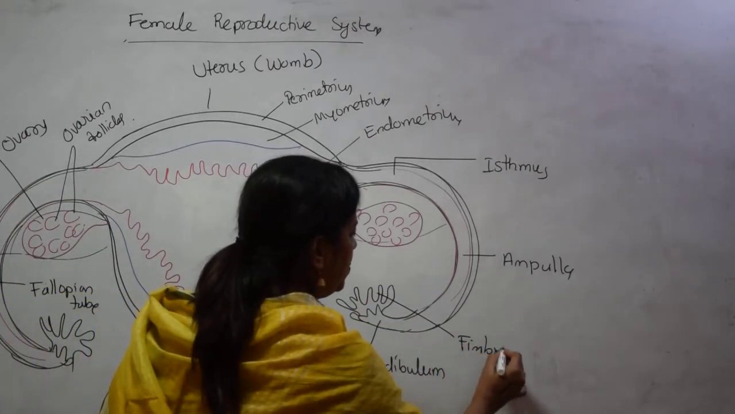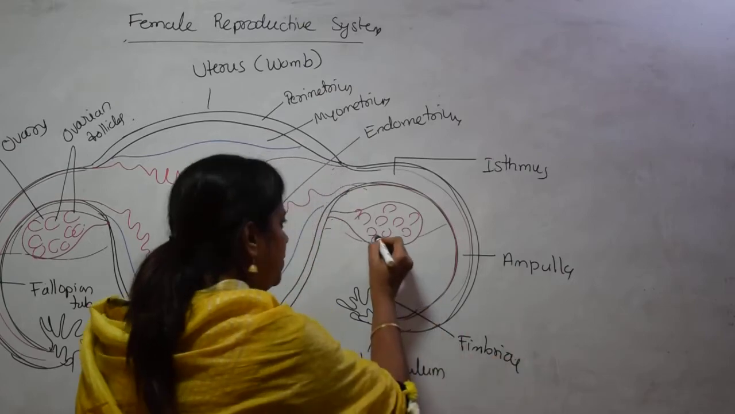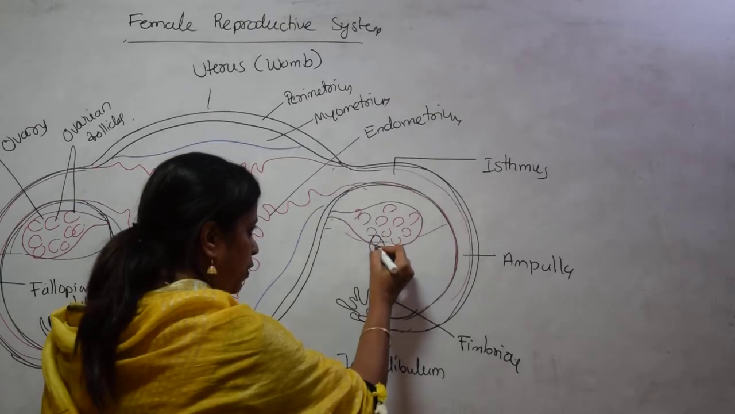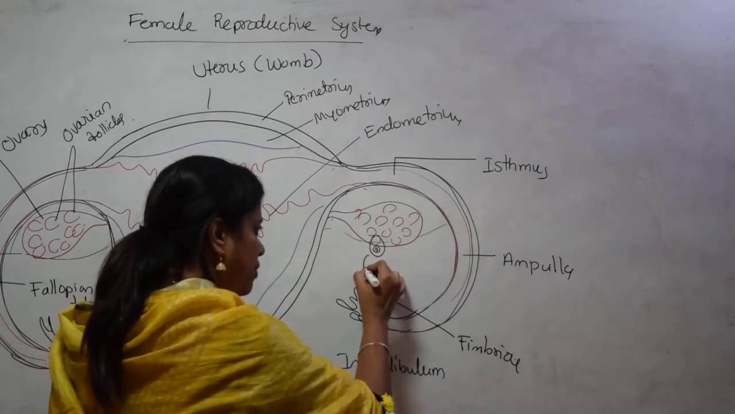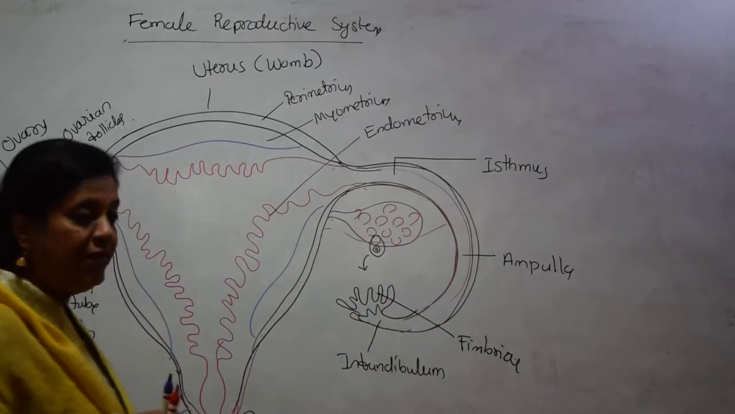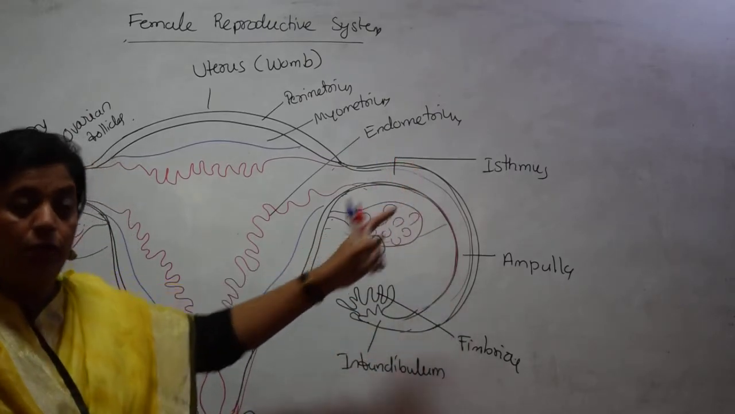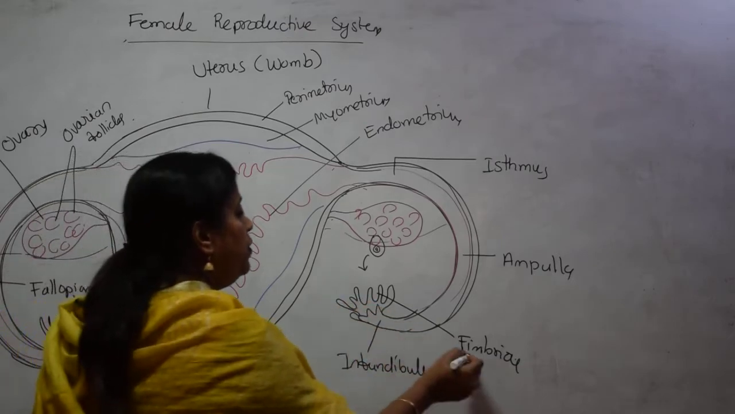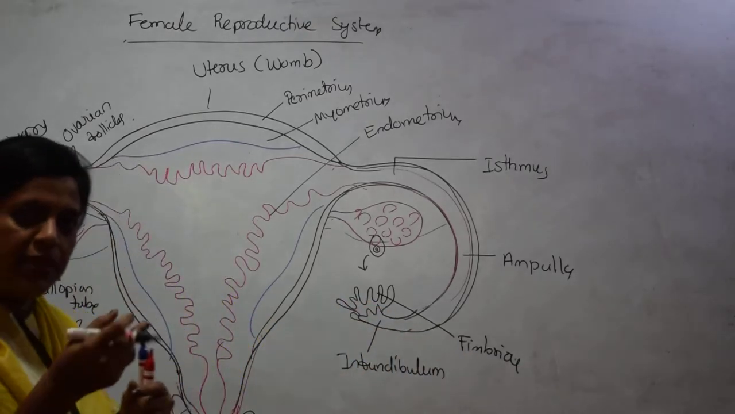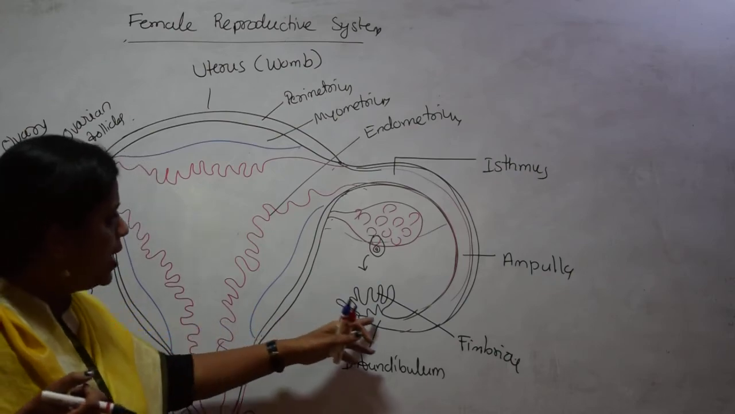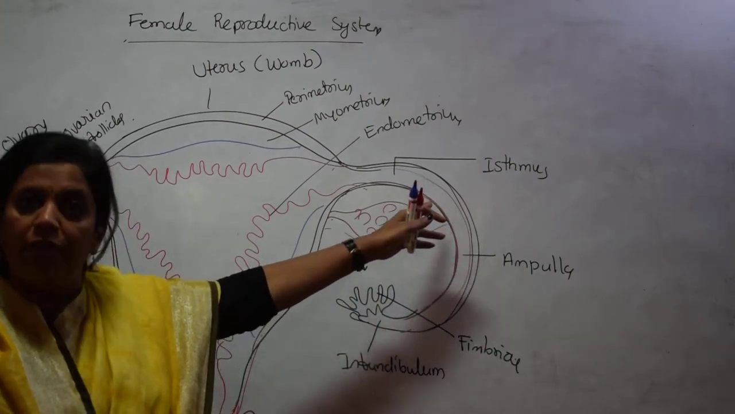Very important is the fimbriae. Whenever the ovarian follicles mature, they become Graafian follicles and produce an egg. The egg will be released into the body cavity and swept by the fimbriae into the fallopian tube. That's very important. Therefore, the fimbriae have ciliated epithelium, they are motile, and they sweep the egg into the tube and it passes through the fallopian tube.